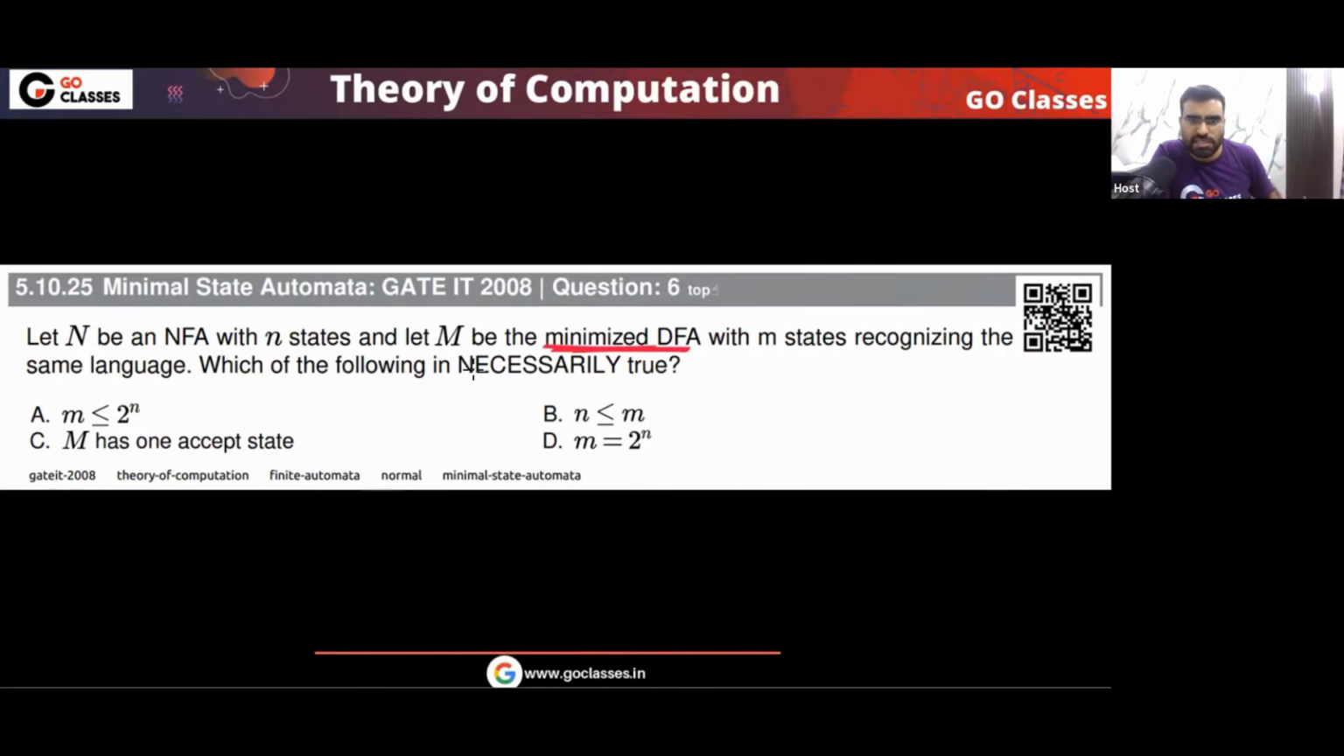Which of the following is necessarily true? You can see this NFA has n states. I told you that if you have an NFA with n states, then the equivalent minimal DFA will have at most 2 power n states. Yes or no? And the question is talking about minimal DFA. So this minimal DFA which has m states, this m will be less than or equal to 2 power n. Very simple. The answer for this question will be option A.